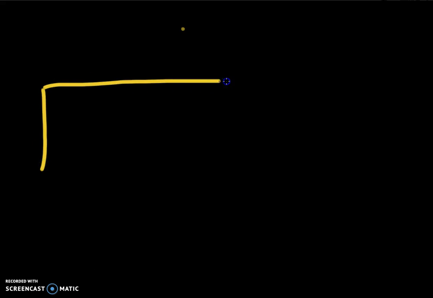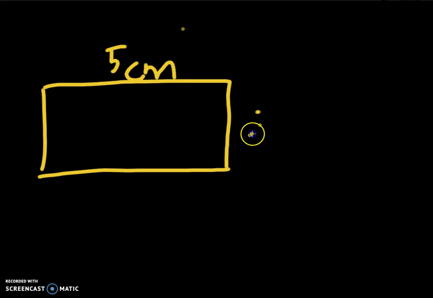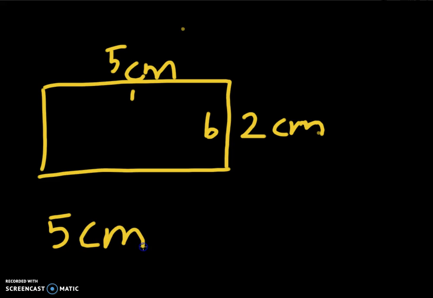Now the area. Let's use the same measurements. Let's assume that's a 5, and let's give that a 2. Now we need to find the area of the shape. The area is basically just the length times the breadth. That's the length and that's the breadth, or the width. So that's 5 cm times 2 cm, which equals 10 cm squared.